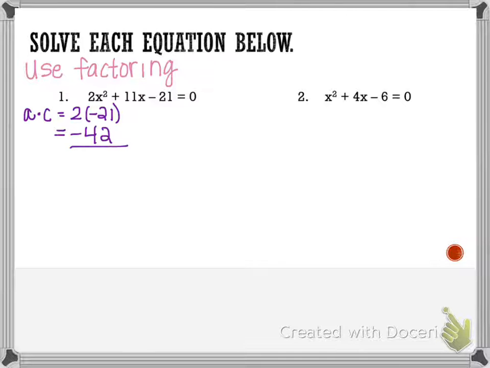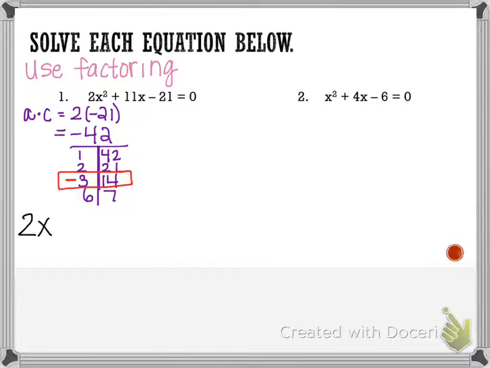So we're going to do 2 times negative 21, which gives us negative 42. So I need to find a pair of factors of negative 42 that will add up to 11, because my B value in the equation is 11. 3 and 14 are going to be my choices, and I want the 3 to be negative, so negative 3 plus 14 will add up to 11.